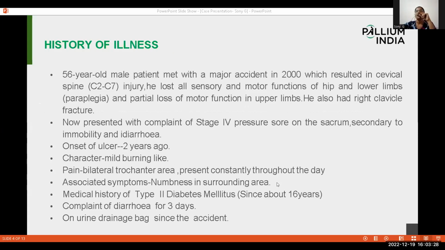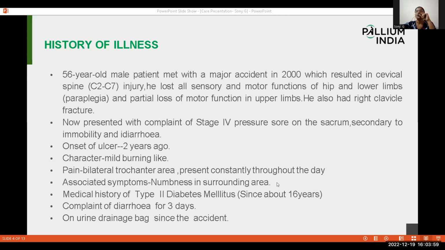History of illness: 56-year-old male patient met with a major accident in 2000, which resulted in cervical spine C2 to C7 injury. He lost all sensory and motor functions of the hip and lower limbs, that is paraplegia, and partial loss of motor function in the upper limbs. He also had a right clavicle fracture. Now presented with complaint of stage 4 pressure sore on the sacrum, secondary to immobility and diarrhea.